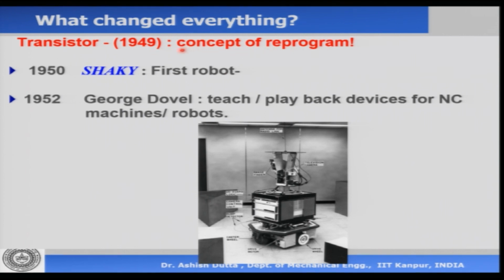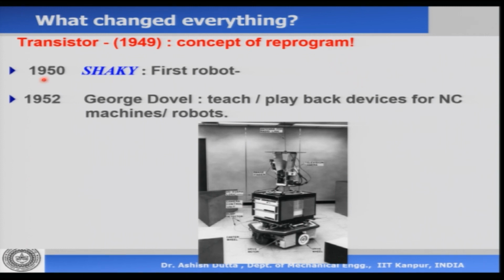So before this date, all devices were mechanical devices, and we could not reprogram a mechanical device. Once you have made the arm, you could not change the structure or its program, because there was no concept of reprogram. So with the invention of the transistor came the concept of reprogram, and you could program a mechanical device, and if you change the program, it will behave differently.